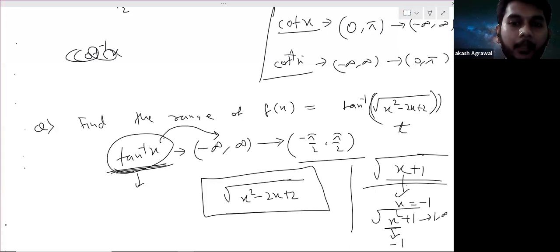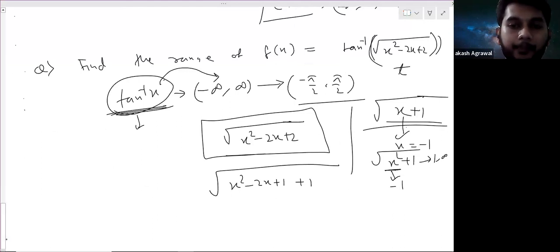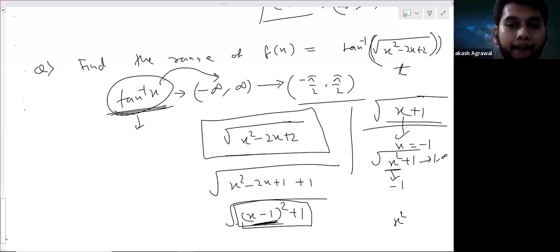Now look at this function. Can I write this as under root x square minus 2x plus 1 plus 1? So this is under root x minus 1 whole square plus 1. What is its minimum value? The minimum value of the square is 0, so the minimum of the total is 1, and under root of it is also 1. What is the maximum? Infinite.